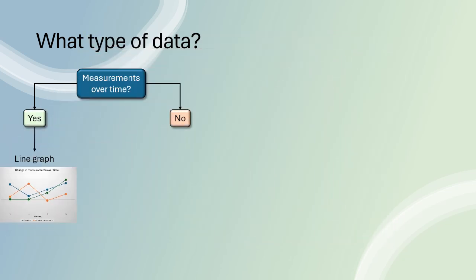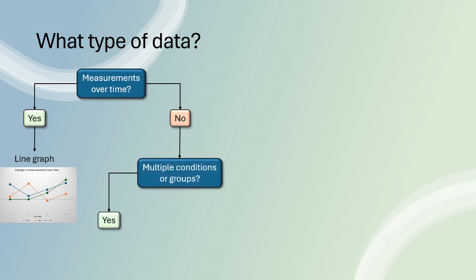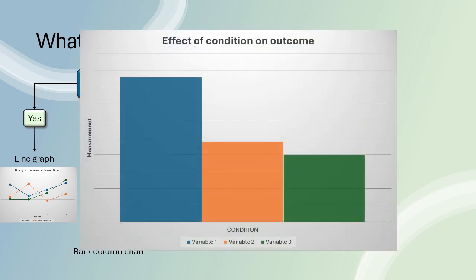Now, if we didn't have multiple time points, then our next question to ask is whether we are directly comparing multiple conditions or groups, like the effect of a specific treatment. If this is the case, then we're probably going to want either a bar or column chart. This will allow us to visualize our groups side by side. And whether you choose a vertical or horizontal layout here is mostly about personal preference and will likely depend on how you're going to label your chart.